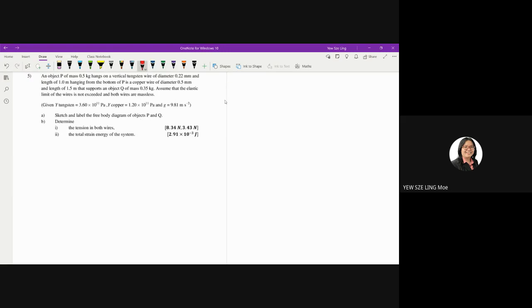Now let us sketch the diagram first so that we can visualize what is going on. Let's say this is a ceiling, and you have an object P that you hang with a tungsten wire. So this is your object P, and this is the tungsten wire. After object P, there's another object known as object Q, which you hang below the bottom of P. Now you're using a copper wire instead of a tungsten wire. This is what happens in this question.